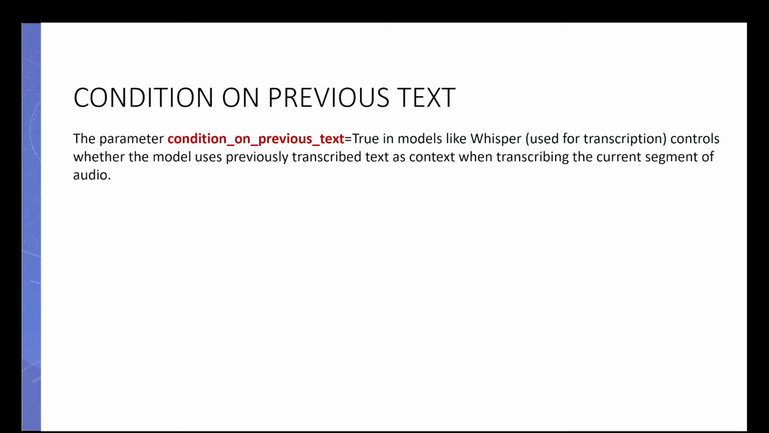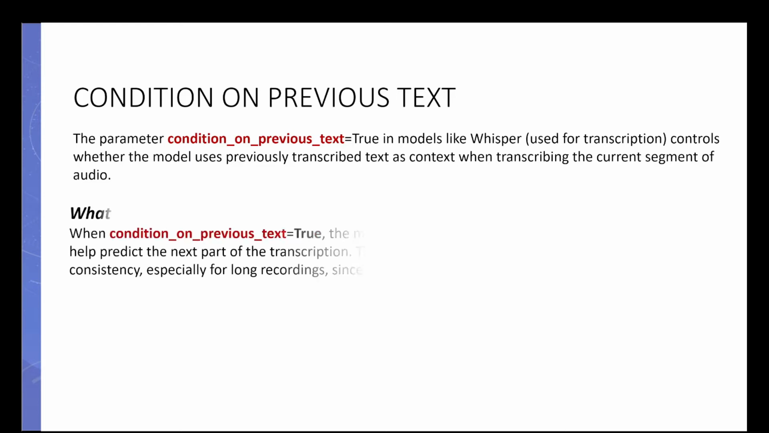Another parameter of interest is the condition on the previous text, and this is a very important parameter because it can slow you down terribly sometimes, depending on how large is your audio file. So this specific condition on previous text, in models like Whisper, controls whether the model uses the previously transcribed text as a context when transcribing the current segment of audio.